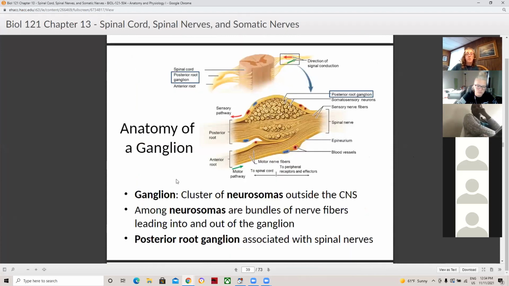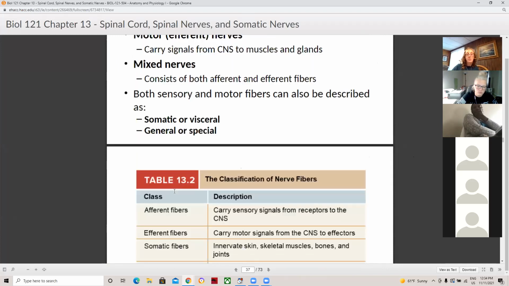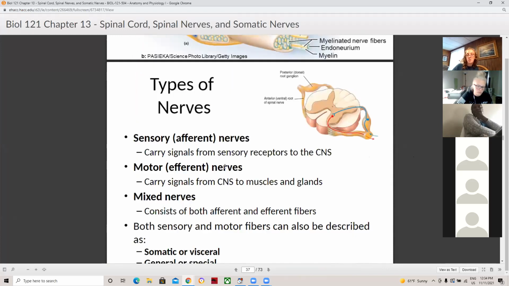So we talked about different tracts, and the fact that we have sensory nerves, we have motor nerves, and we have mixed nerves that contain both sensory and motor.